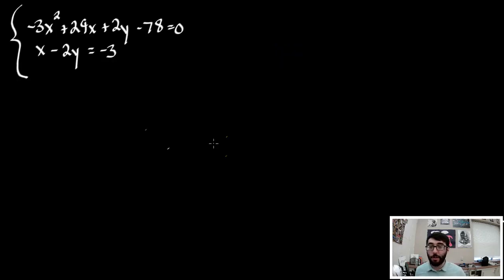All right, so let's take a look at this new problem. So we have negative 3x squared plus 29x plus 2y minus 78 is equal to 0, and x minus 2y is equal to negative 3. So once again, we have a line and a parabola. So remember, I tend to use substitution, and if I'm looking at this system, I'm noticing that I can solve for x fairly quickly in the second equation. That would end up getting us x is equal to 2y minus 3.